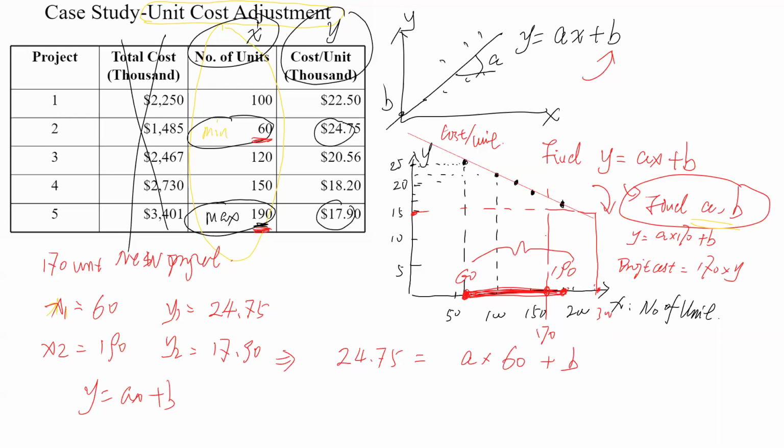And then you have 17.19 equals a times 119 plus b. Does that make sense? Just putting the numbers in. So x2, 119, a plus b is equal to, sorry, 17.19. This is for y2. So you get these two equations. How do we use these two equations to get a and b?